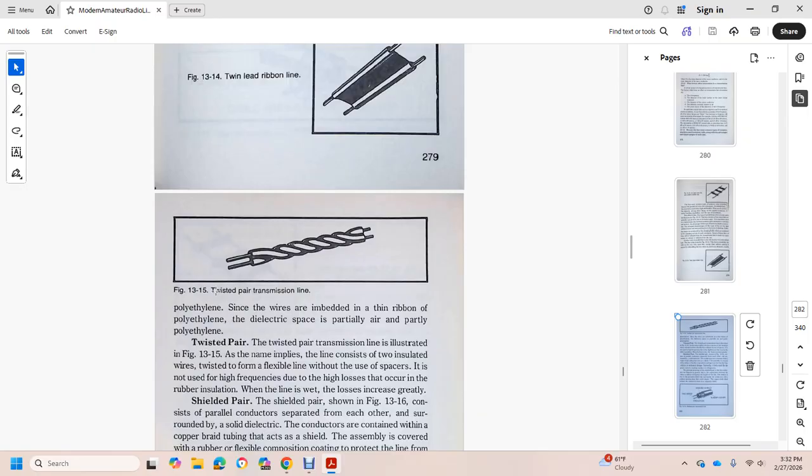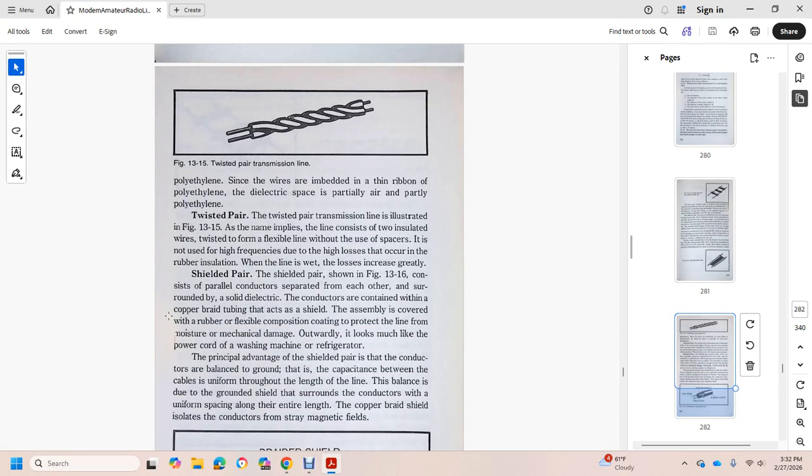Twisted pair. The twisted pair transmission line is illustrated by the twist of the two insulated wires, in the form of a flexible line without the use of spacers. Note that with the frequency, there is a high loss of the rubber transmission line, and when the line is wet, the loss increases greatly.